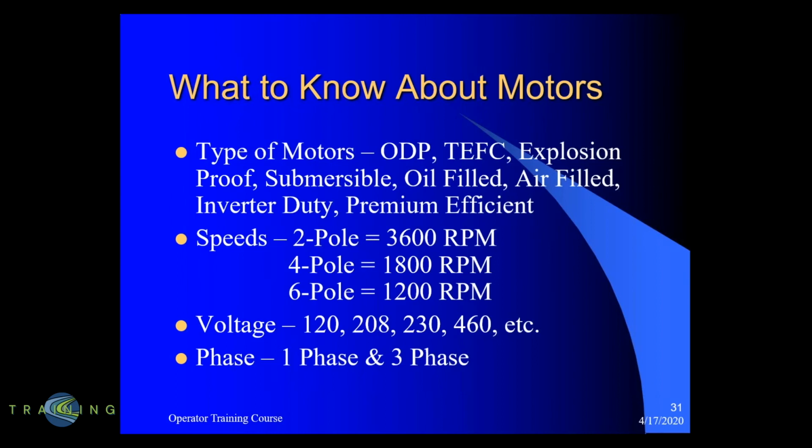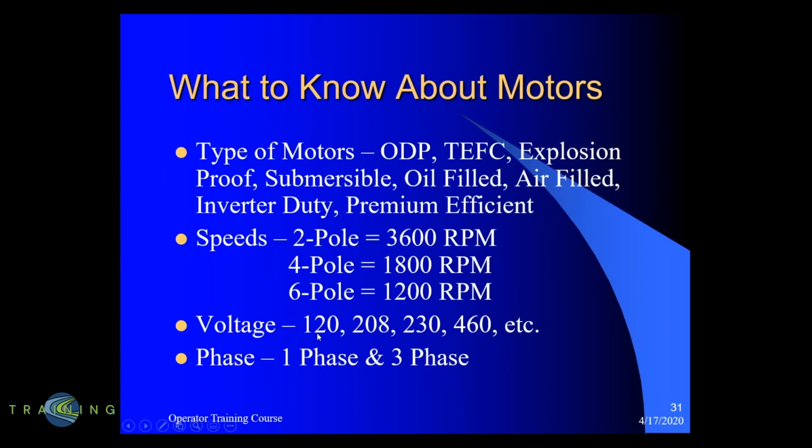We'll talk about motors a little bit. There's different types of motors: open drip proof, totally enclosed fan cooled, explosion proof, submersible, oil filled, air filled, inverter duty, meaning that it'll work with a VFD, and different types of efficiencies. The speeds are about the magnetic poles. A 2-pole motor is a 3,600 RPM motor. 4-pole is 1,800. 6-pole is 1,200, and so forth. We'll see jobs where we'll do anywhere from 900 RPM up to 3,600 RPM, depending on the application.